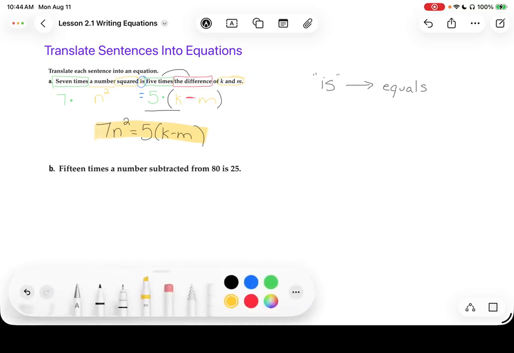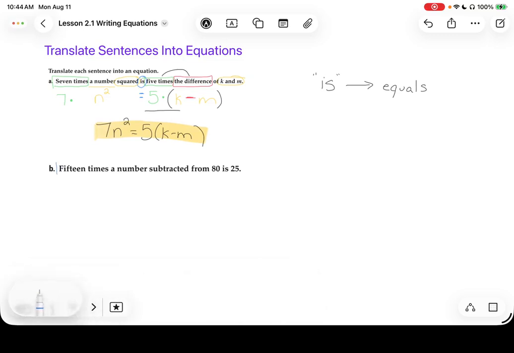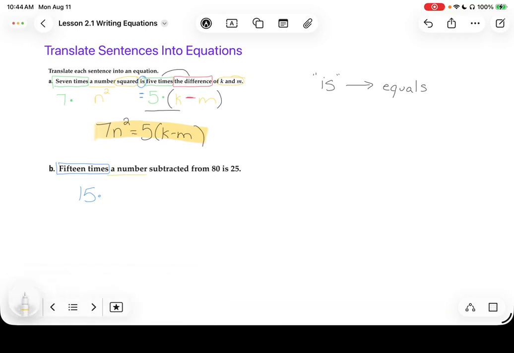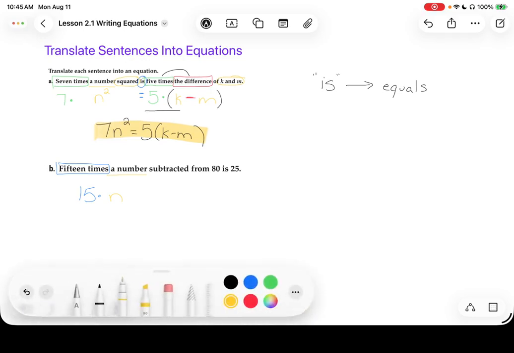Okay, so let's start off just like we did before. 15 times, so 15 times. And next comes our variable. It says a number. So I'm going to use n again for a number. And here's where it gets a little tricky. It says subtracted from.